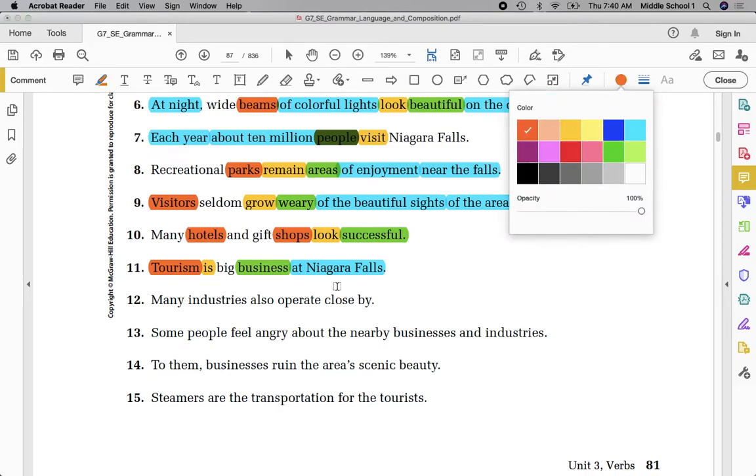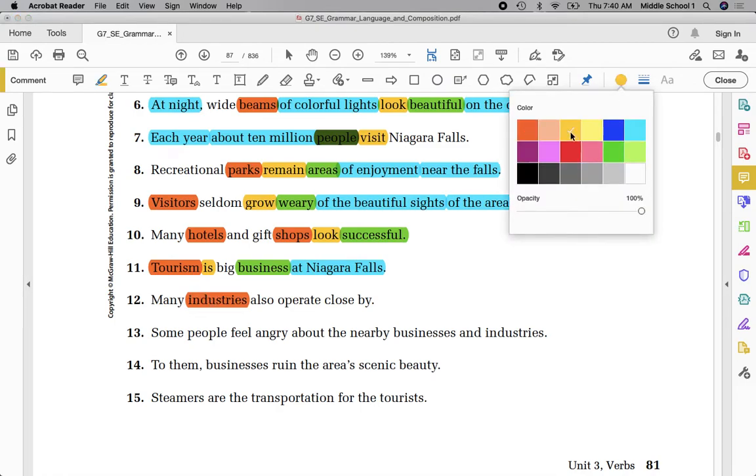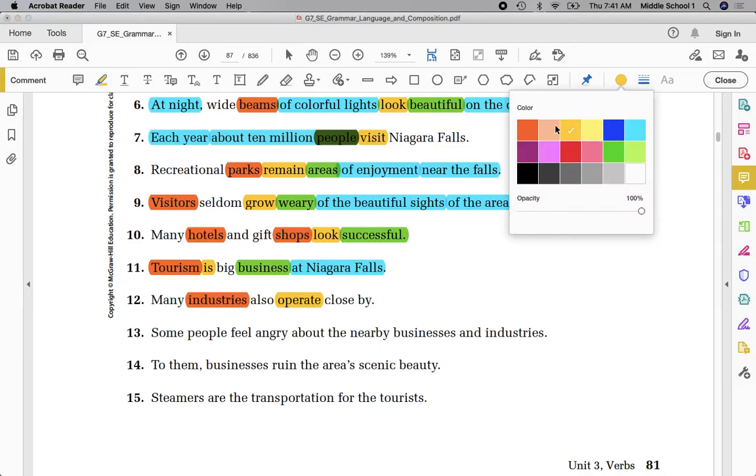Number 12. Industries. What do industries do? They operate. Industries operate close by. This is not a prepositional phrase. These are adverbs. This sentence does not contain a predicate noun or a predicate adjective.